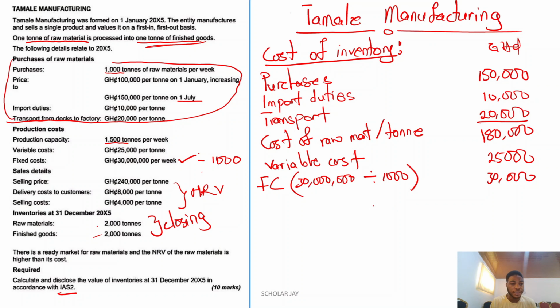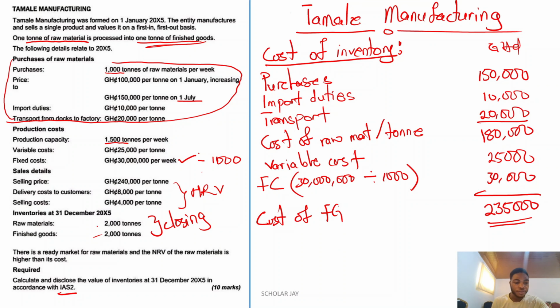So I think that is all for the cost of the inventory, the total cost of the inventory. When we add everything here, we are going to add 180,000 plus 25,000 plus 30,000. So that is giving us 235,000. So this becomes the cost of finished goods. Do you agree? Do you agree?